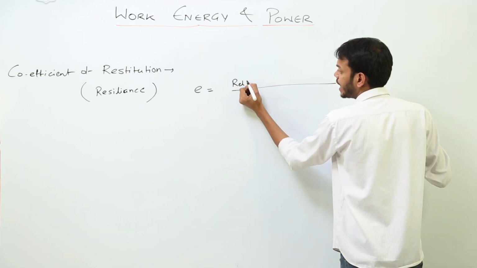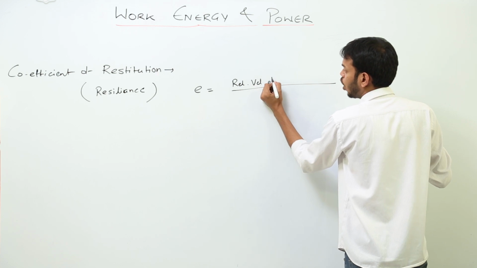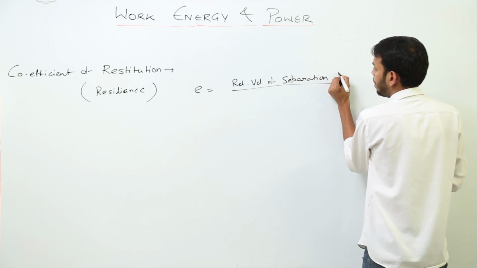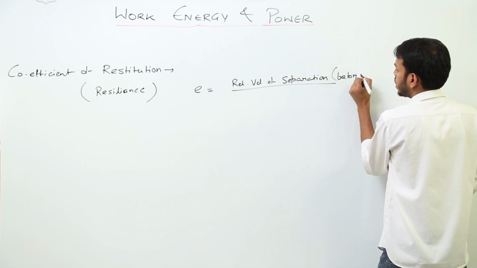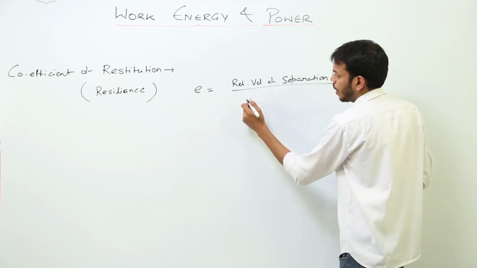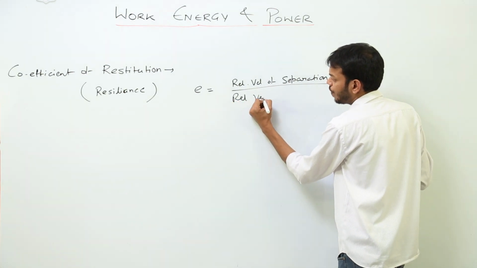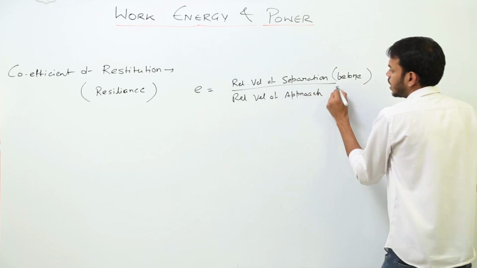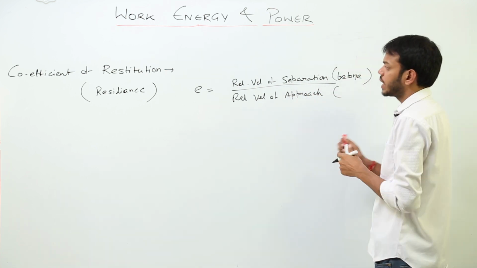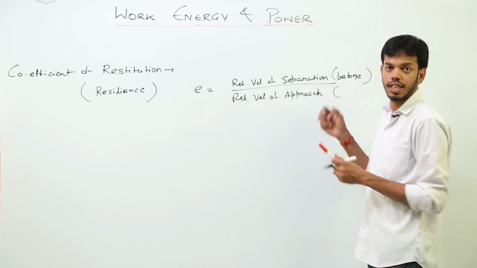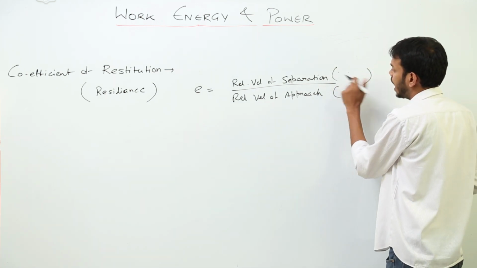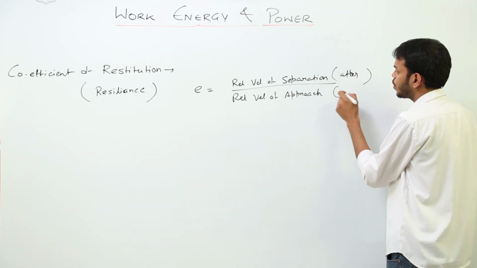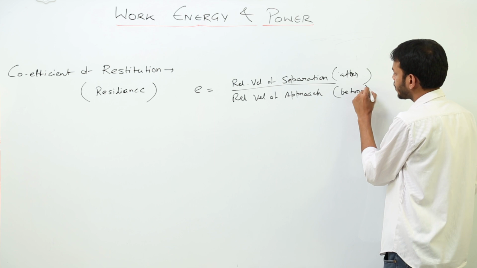We have to write relative velocity of separation, before the collision, upon relative velocity of approach, which is, the separation is before the collision, right? No, I was wrong. This is after the collision. And the relative velocity of approach is before the collision, right?